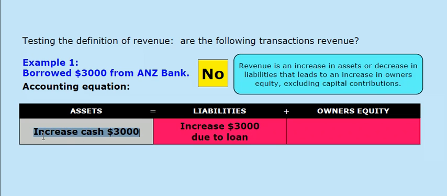Well, certainly assets have gone up by $3,000, cash assets up $3,000, but there's been an increase in liabilities, not owner's equity, because the business has to repay this $3,000. It's a liability, so it doesn't meet the definition of revenue, because even though it's an increase in assets, it does not lead to an increase in owner's equity. It does not meet the definition of revenue.